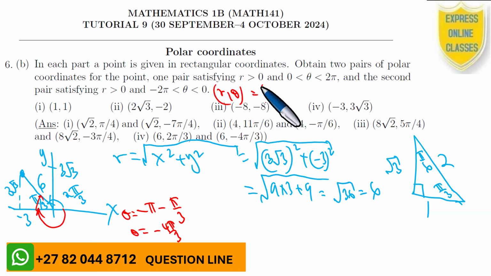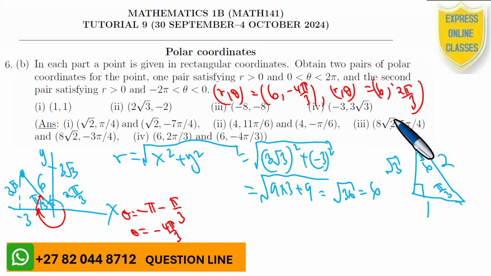R theta. The R is 6. The theta is minus 4 pi out of 3. R theta. The R is 6. Minus 4 pi out of 3 and then 2 pi out of 3. Okay, so we have the minus 4 pi out of 3 and also the 2 pi out of 3 as well.